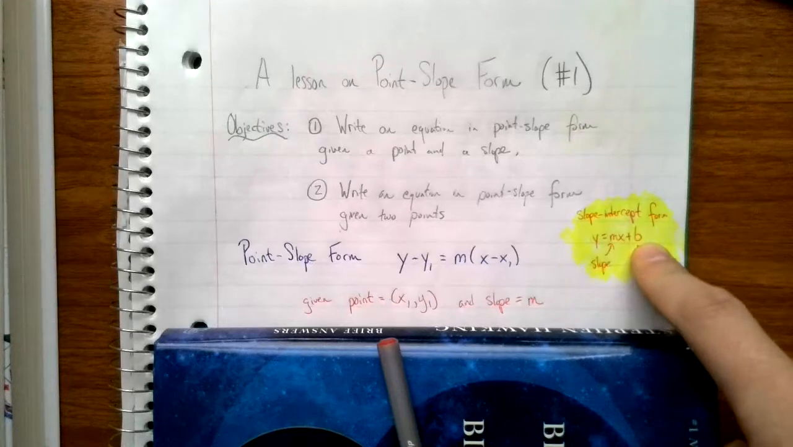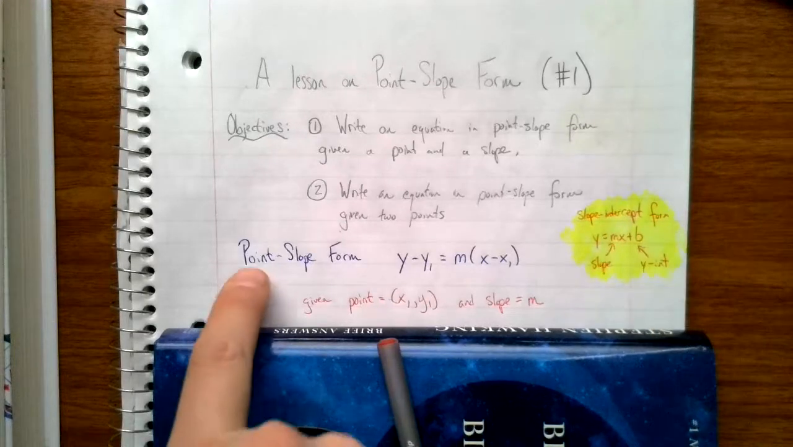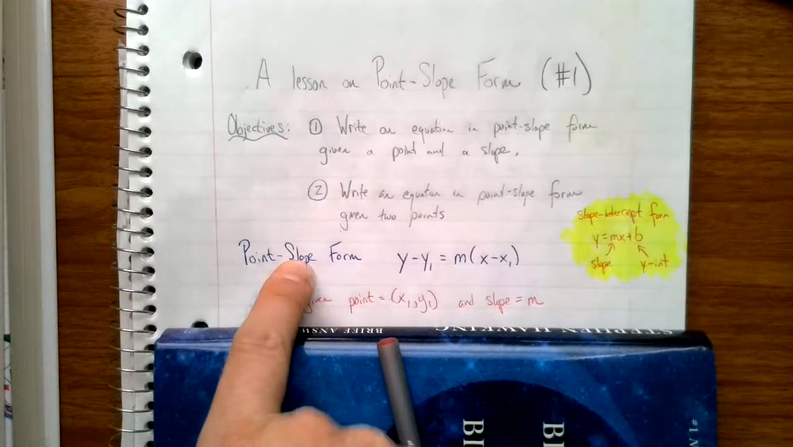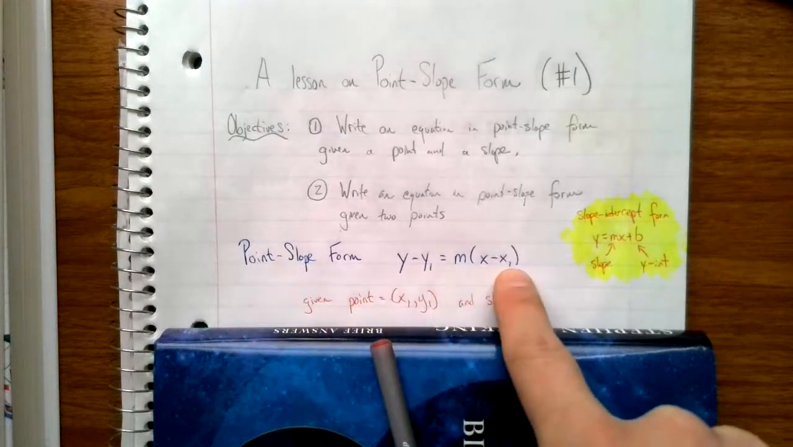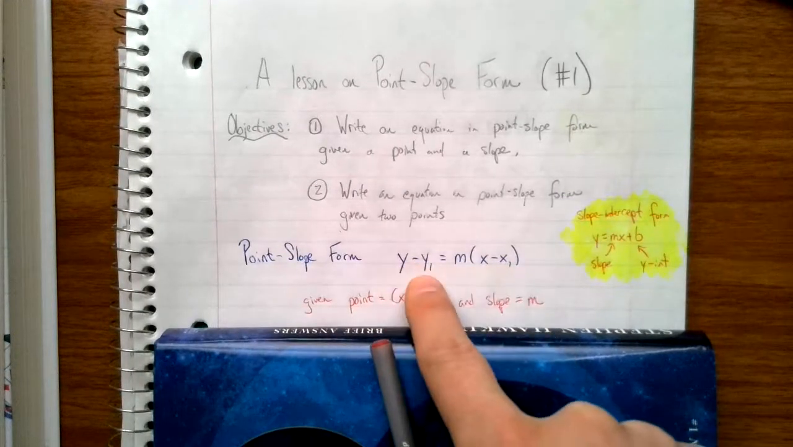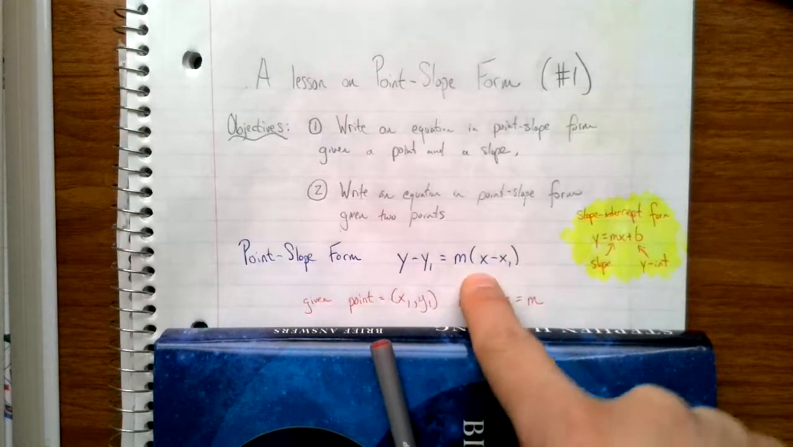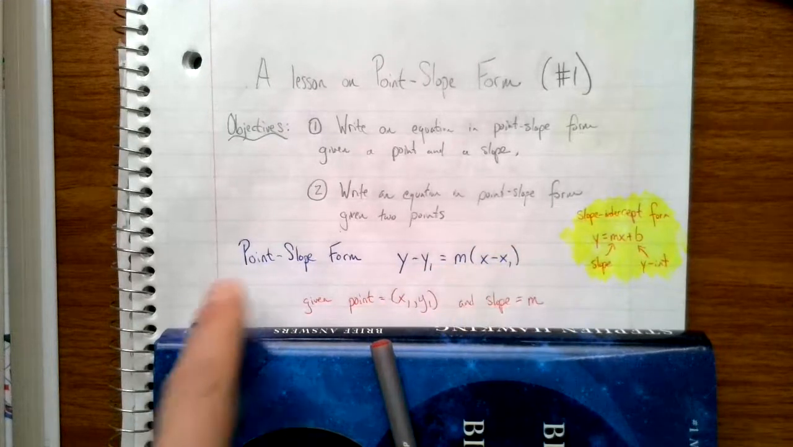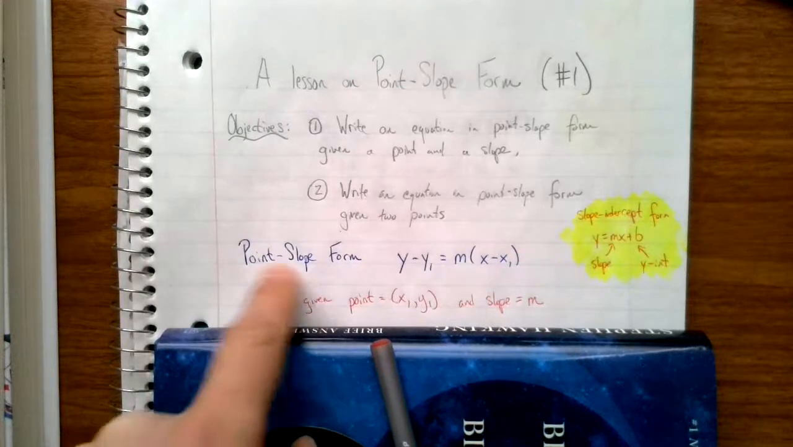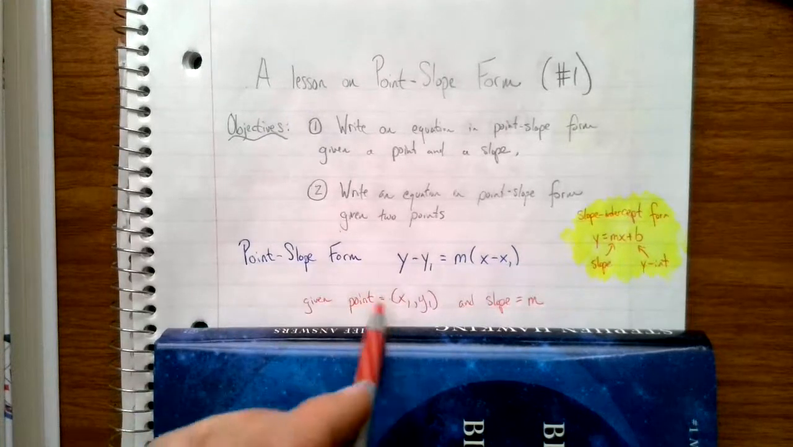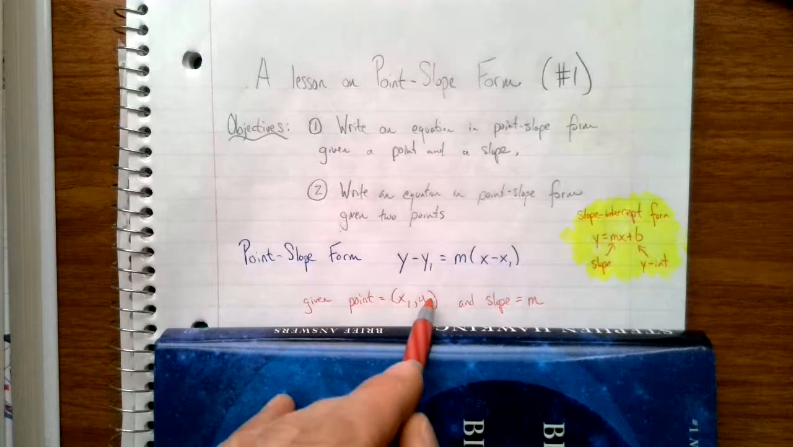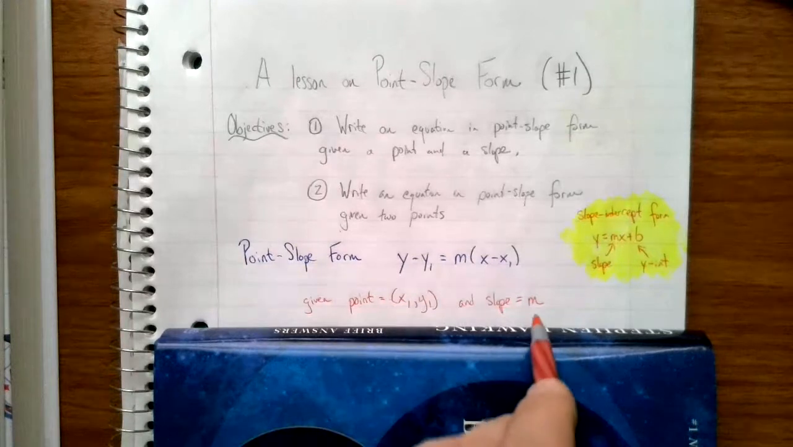So similar to that, for point slope form, which is this formula right here, y minus y1 equals m multiplied by, in parentheses, x minus x1, all we need to write an equation in point slope form is any point on the line, x1, y1, and the slope m.